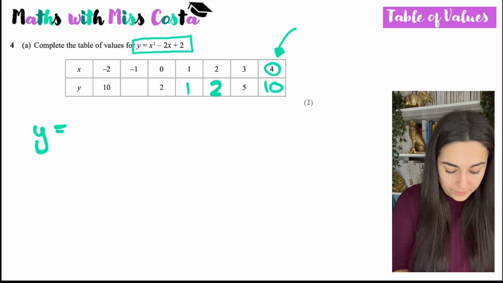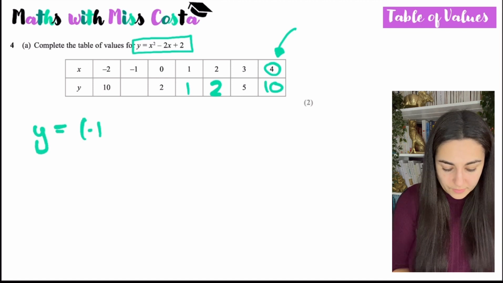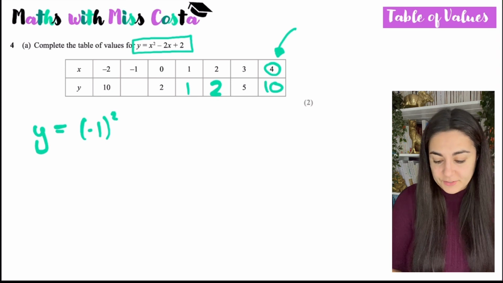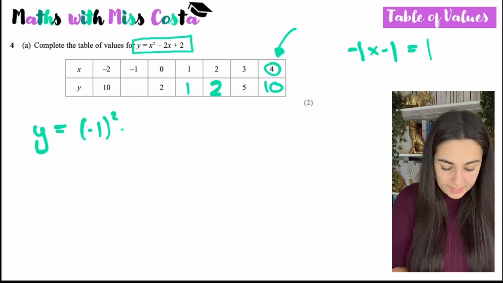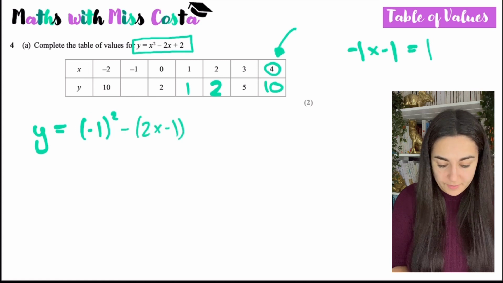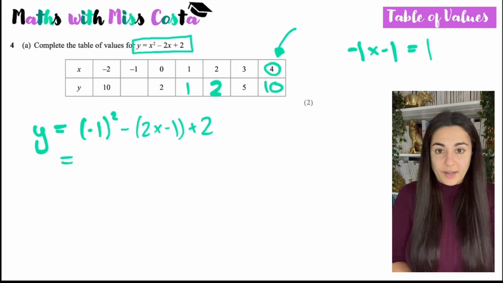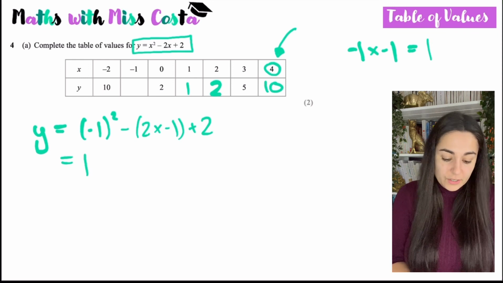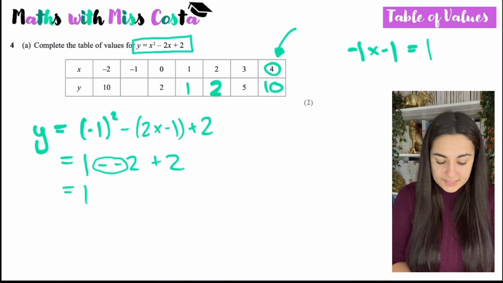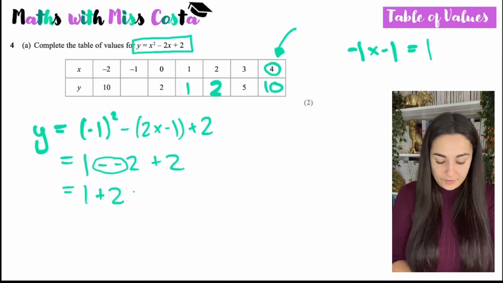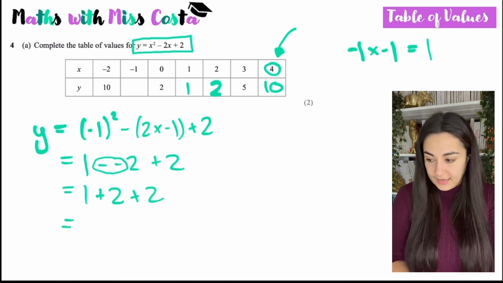So y would be negative 1 squared. So remember, a negative times a negative is going to give you a positive. So that would be positive 1. Take away 2 times negative 1 plus 2. So negative 1 squared is just going to be 1. 2 times negative 1 is going to be negative 2 plus 2. So remember, when there are two negative signs next to each other, they turn into a positive. So 1 take negative 2 is the same as adding 2. So 1 plus 2 plus 2 is 5.